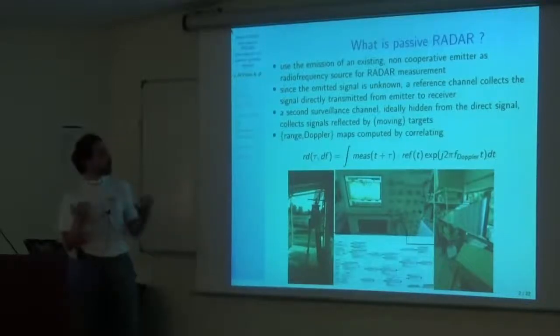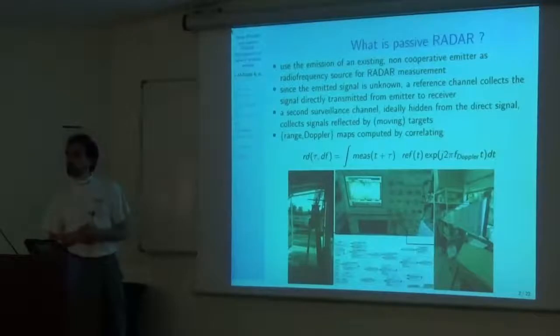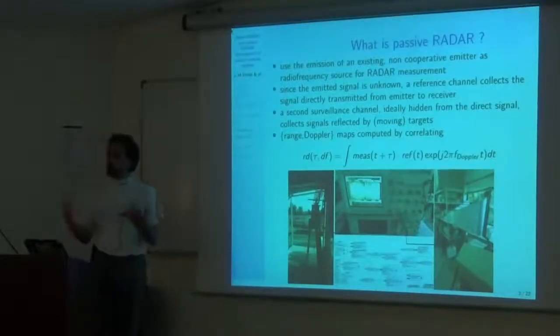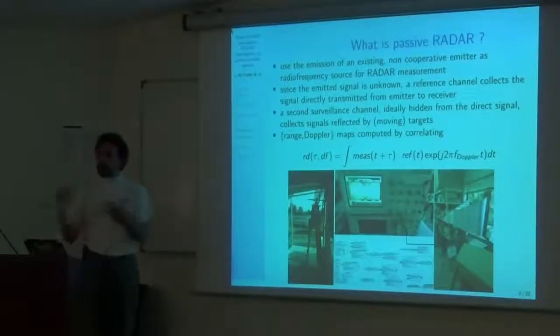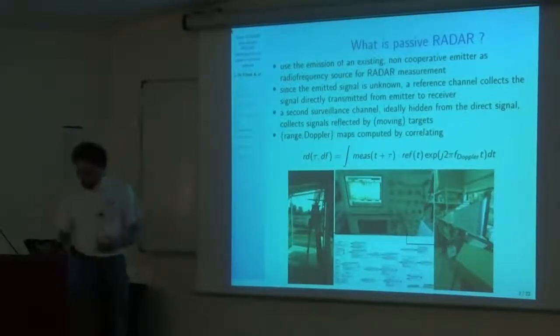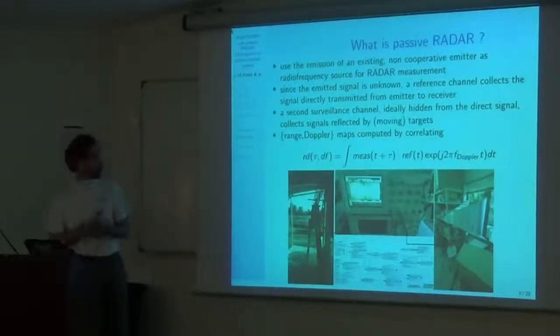So basically what I'm considering is what are the emitters, non-cooperative emitters, I will call them, lying around, and what sources can I use to do some measurements. So that's what is called passive radar. Passive radar is using all the surrounding radio frequency emitters as radio frequency sources, and we are going to analyze the signal to try to extract information about velocity and range of targets.